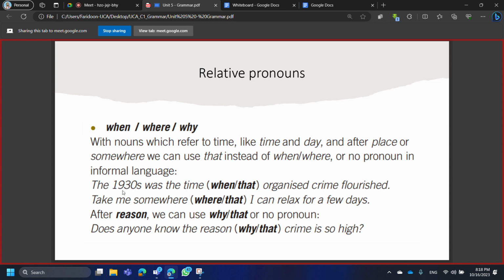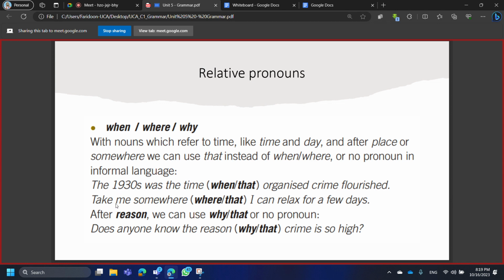For example, the 1930s was the time when organized crime flourished. This sentence is very good. It's not the most formal sentence out there, but it's just normal. If you say that, it's still correct. But if I just don't say any of them, my sentence would be correct, but it would be informally correct, okay? So the 1930s was the time organized crime flourished, with no relative pronoun.